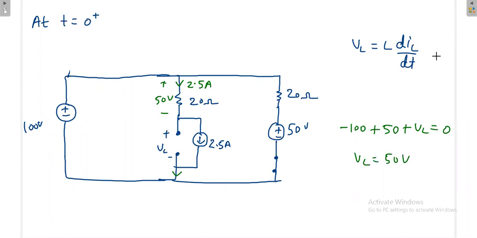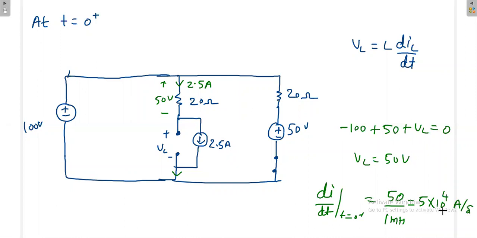So then di by dt at t is equal to 0 plus is VL by L. VL is 50. Then what is the value of L? L is 1 millihenry. So that means 5 into 10 power 4 ampere per second is the answer. Again, finally the quantity is a positive quantity.